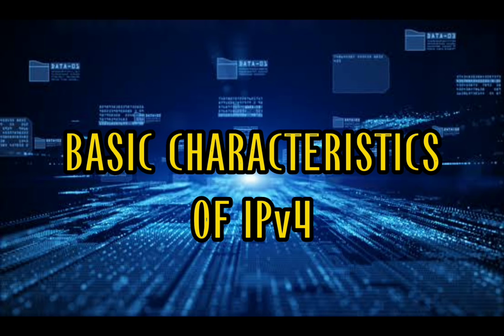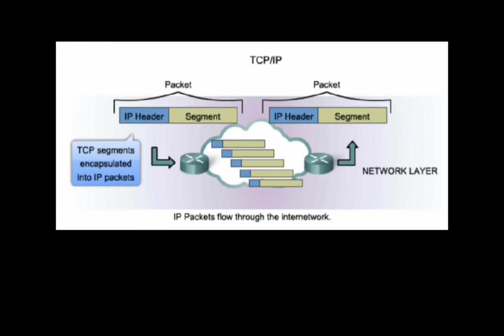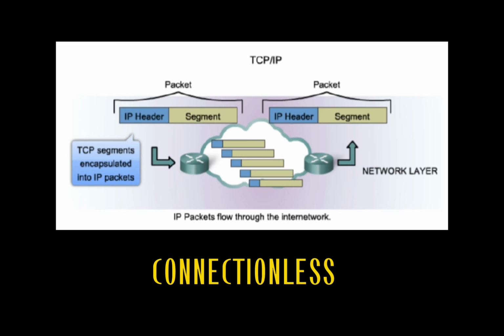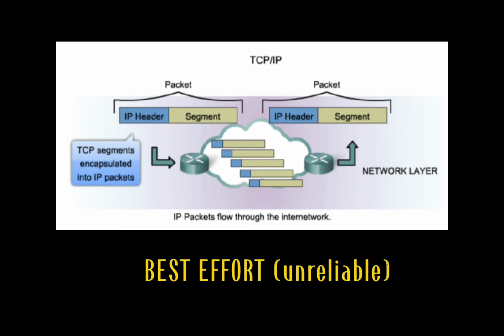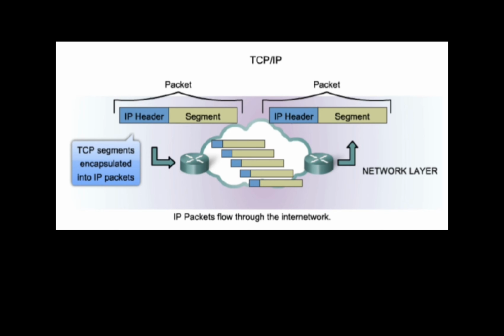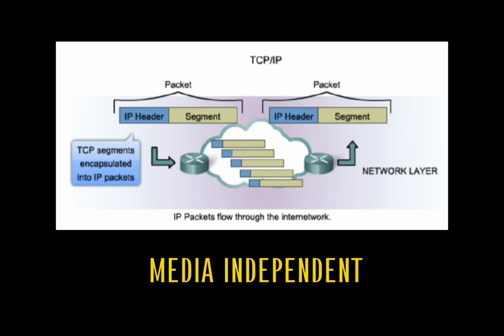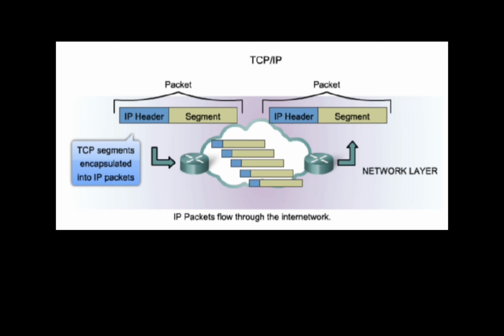Internet Protocol version 4. Basic characteristics. Connectionless. No connection is established before sending data packets. Best effort. Unreliable. No overhead is used to guarantee packet delivery. Media independent. Operates independently of the medium carrying the data.